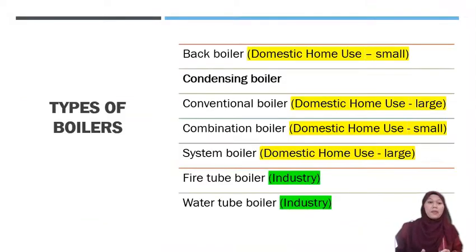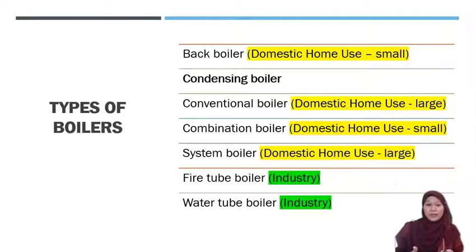Okay, these are the types of boiler. We can divide them into two big categories. The first one is the yellow one, which I put under domestic home use or office use. And then the green one is industrial use, in which we go into the fire tube boiler and water tube boiler.